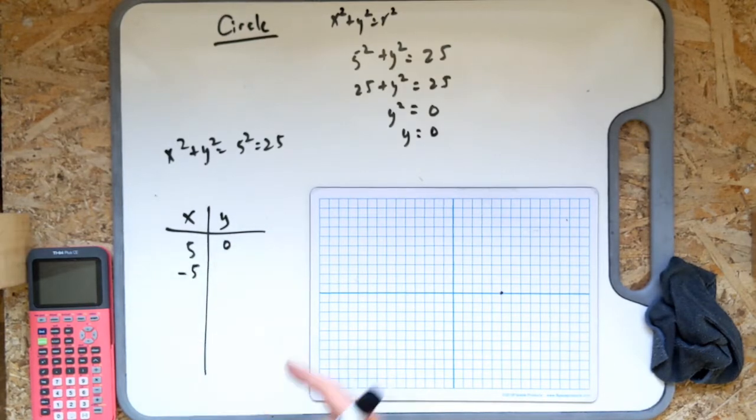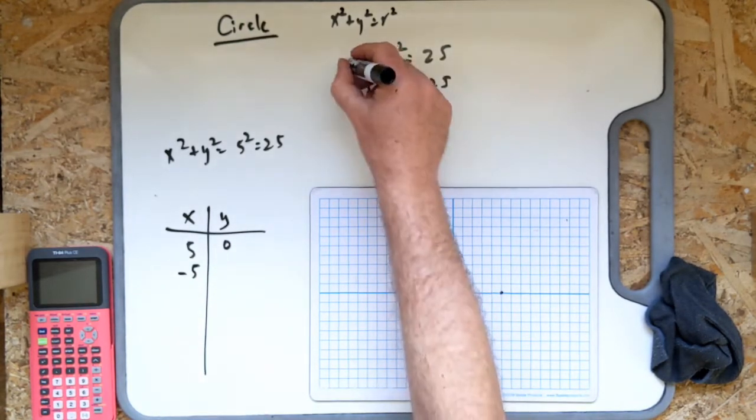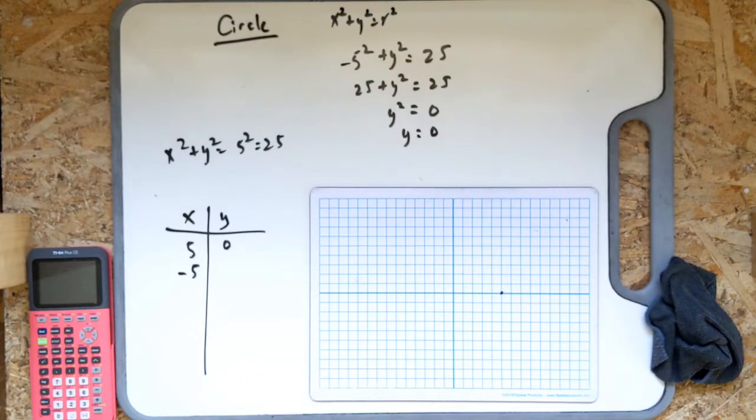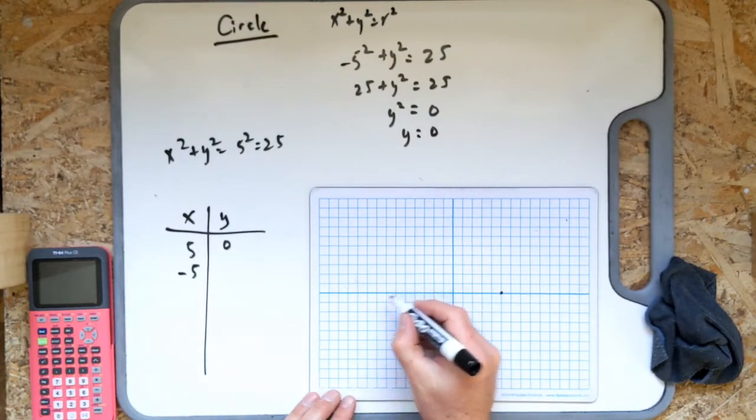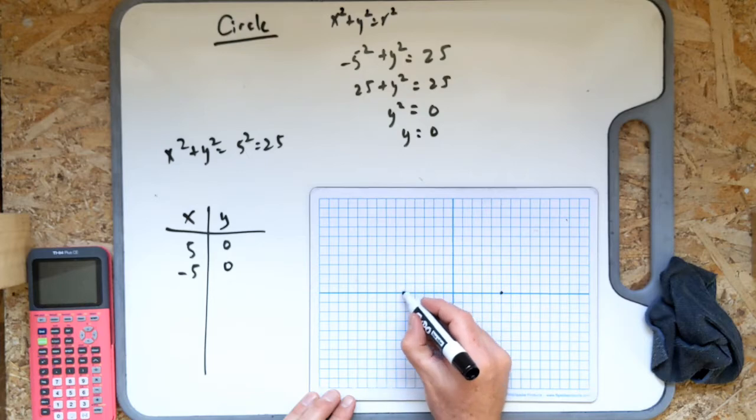If I'm at negative 5, I get the exact same set of equations because negative 5 squared is still 25. So I get y is 0 as well. Let me plot that one.